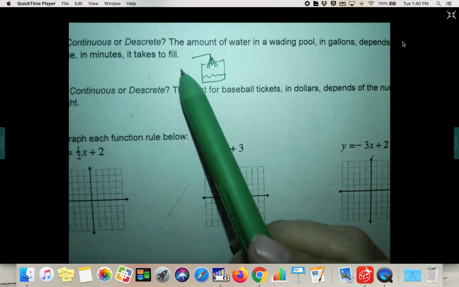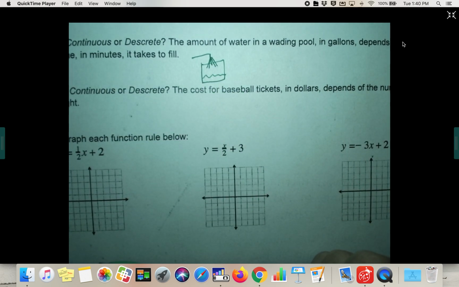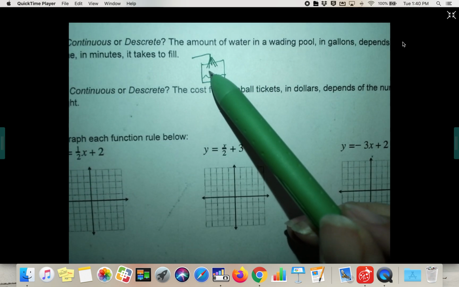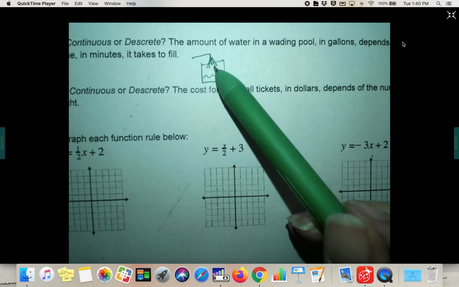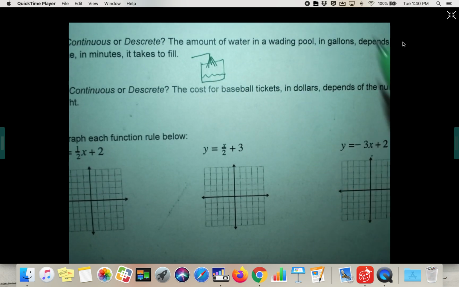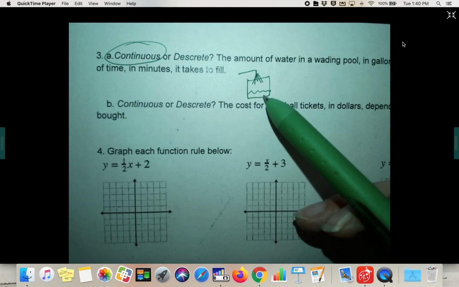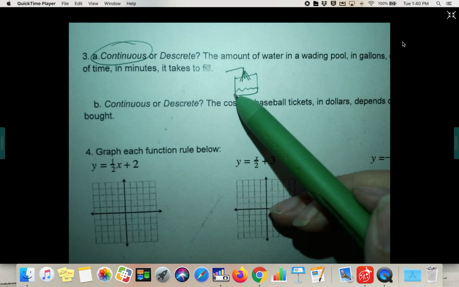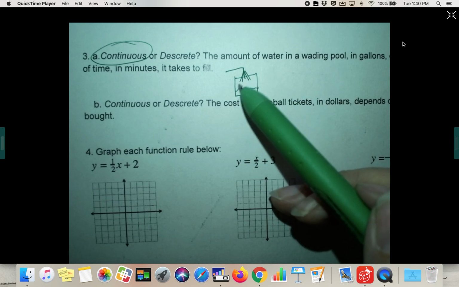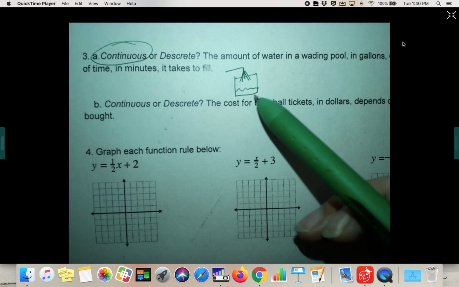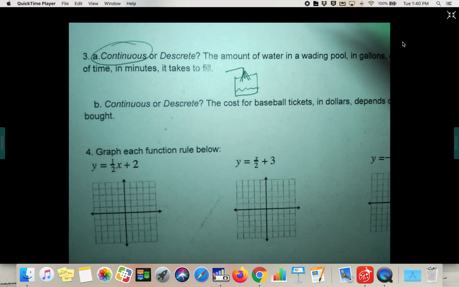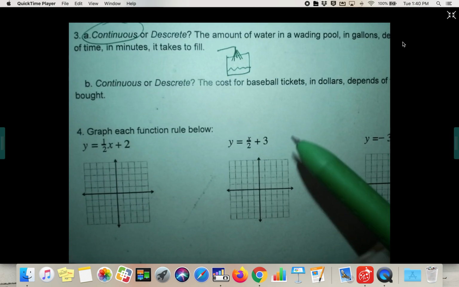So if I cut off a minute, can I cut it off in the middle of a minute? Yes, you can. So this one would be a continuously filling bucket or wading pool. So this would be continuous because it can have a partial amount. You can stop it. You don't have to just stop it at 1 gallon and then all of a sudden you turn it back on and now it's 2 gallons. You can have in-between amounts. So that is going to be connected, continuous.